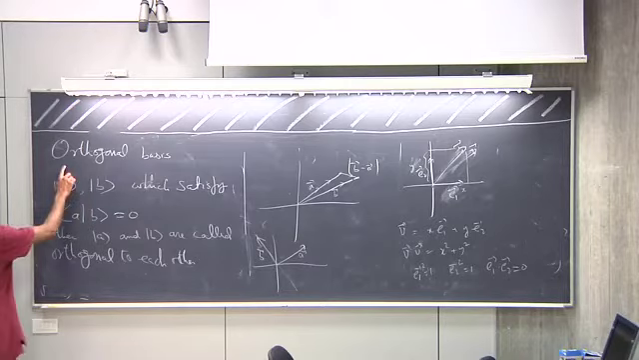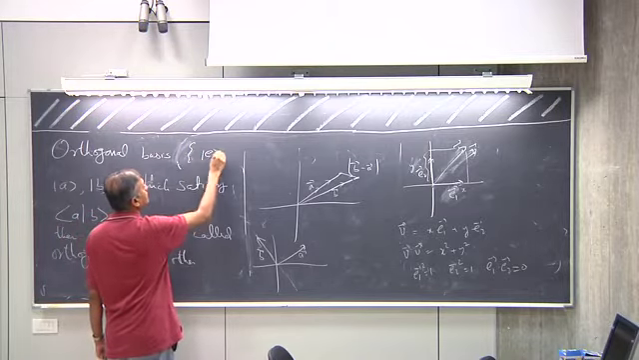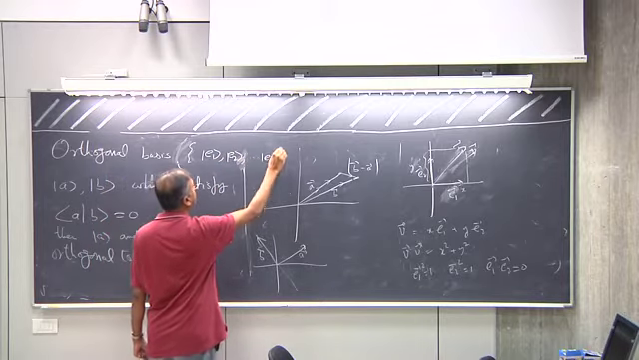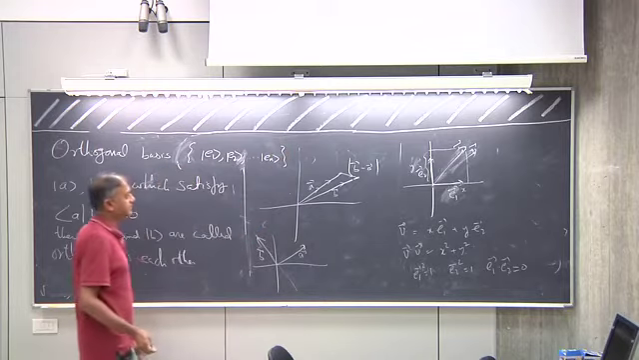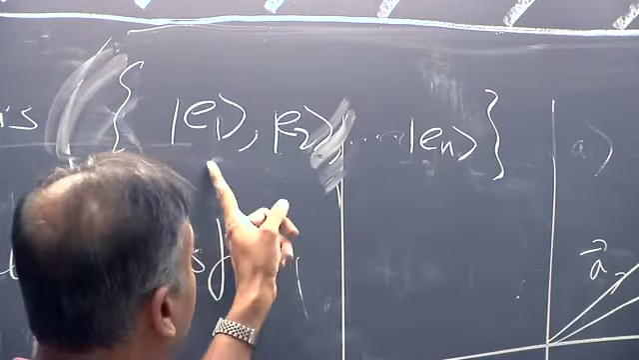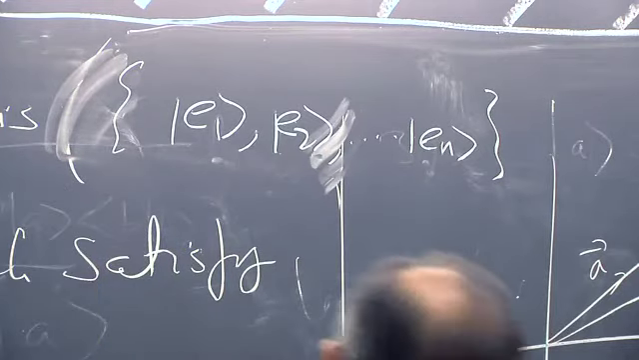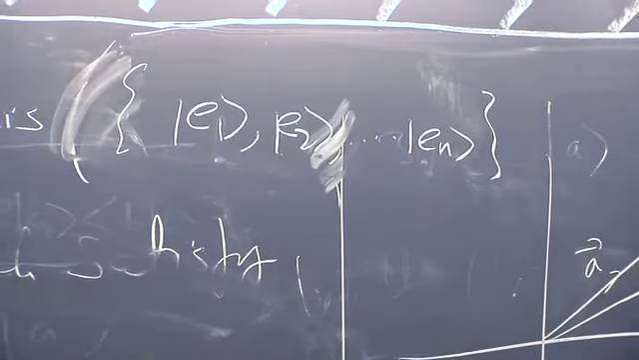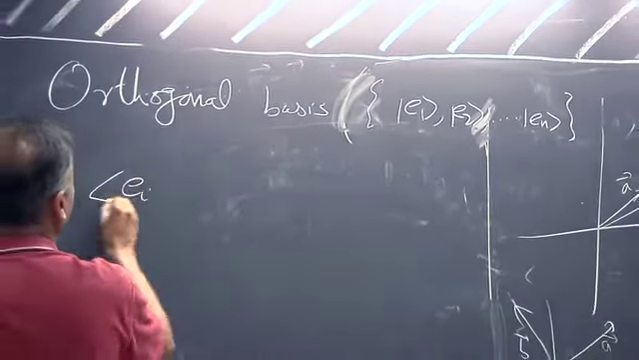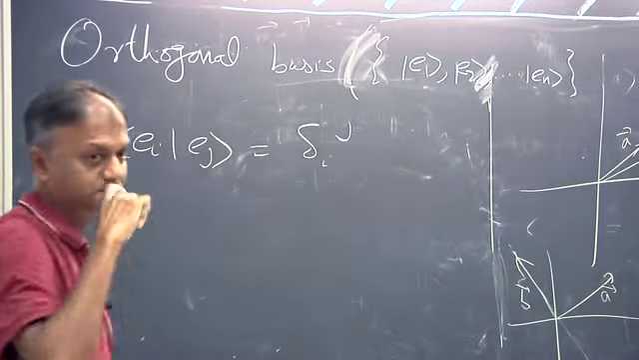So I will always use this symbol for an orthogonal basis in general: E1, E2, up to En. If it's an n-dimensional space, there should be n basis vectors. But now I'm choosing particular basis vectors such that they are orthogonal to each other. So what do they satisfy? Let me write it down. An orthogonal basis satisfies this condition: Ei with Ej is equal to delta ij.